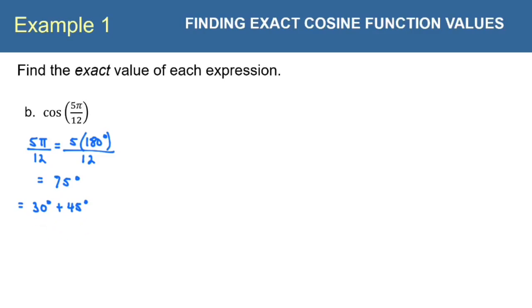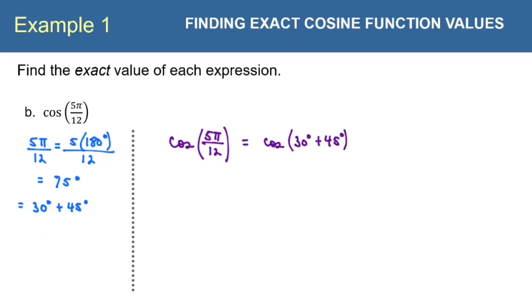So we always want to break our angle down into two angles whose function values we already know. Okay, now when we go to apply our formula, we're going to say that the cosine of 5 pi over 12 is equal to the cosine of 75 degrees, but we're going to write it as the cosine of 30 plus 45 degrees. So this lets us see our A and our B. And of course, the plus sign here tells us that we need to use the cosine of A plus B formula. So let's take a look at that.